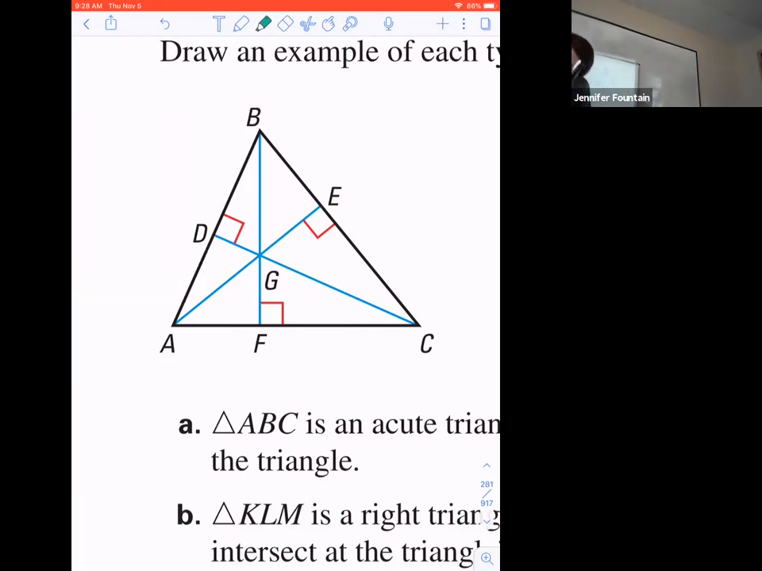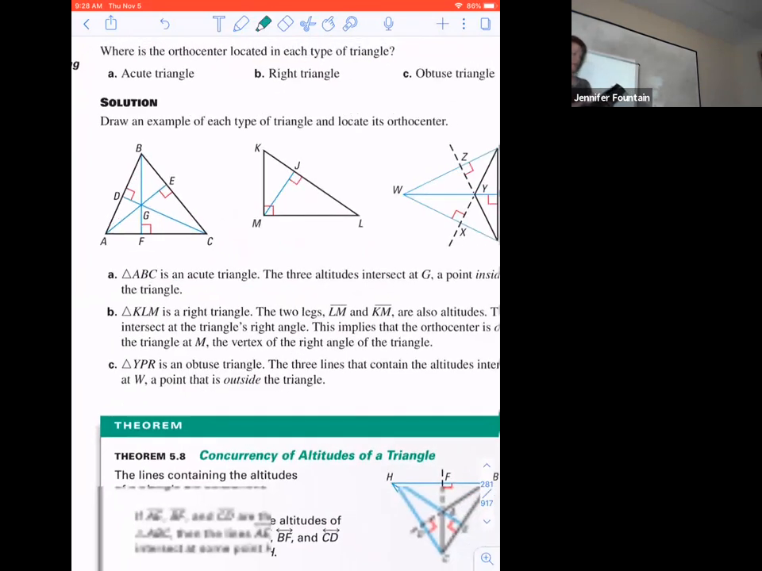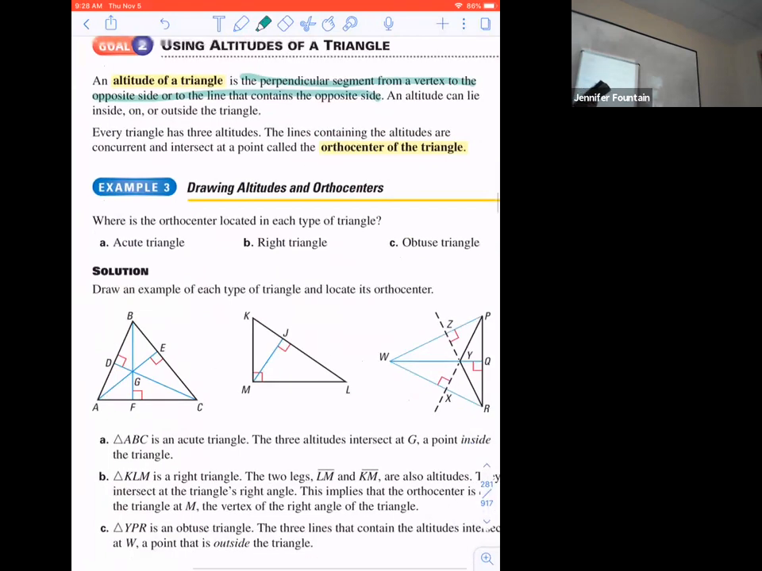So let's go ahead and see, it says draw an example of each type of triangle and locate every triangle has 3 altitudes. So we said there's 3 perpendicular bisectors, there's 3 angle bisectors, there's 3 medians, there's 3 altitudes. Okay, so now we've got 4 different parts. Every triangle has 3 altitudes. The lines containing the altitudes are concurrent and intersect at the point called the orthocenter.